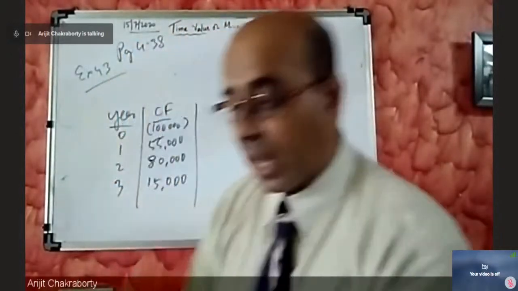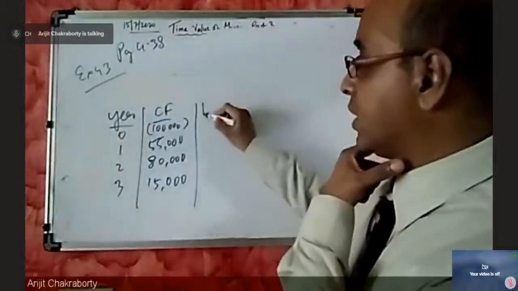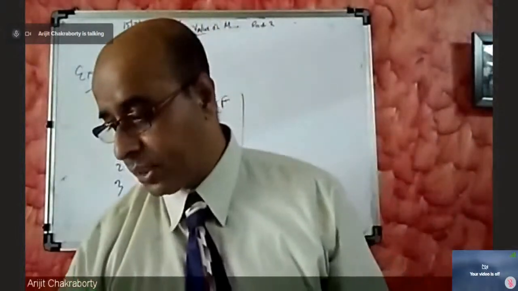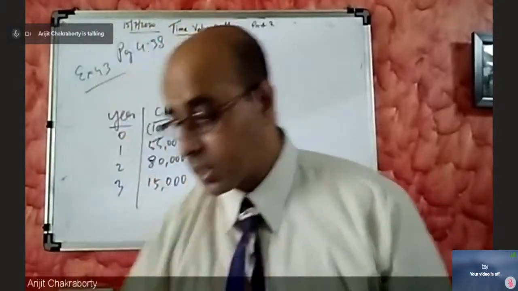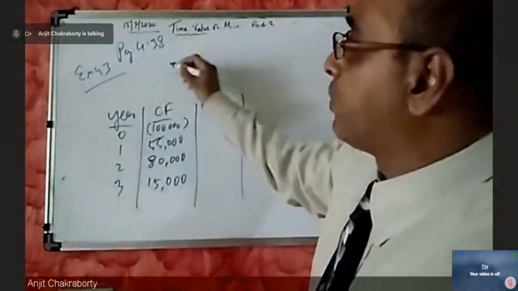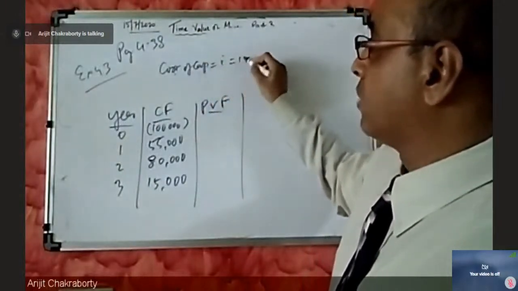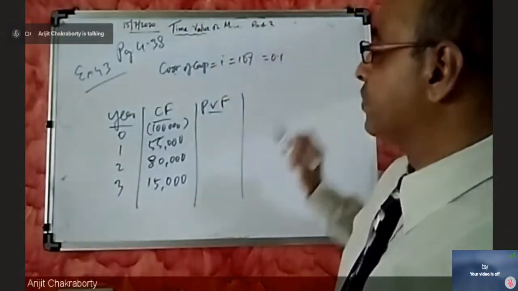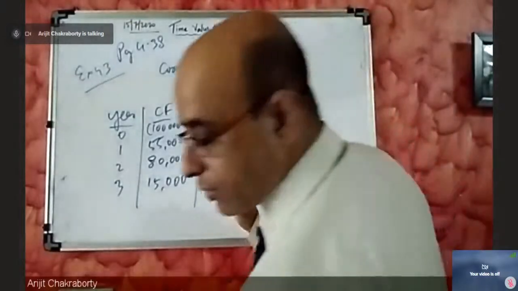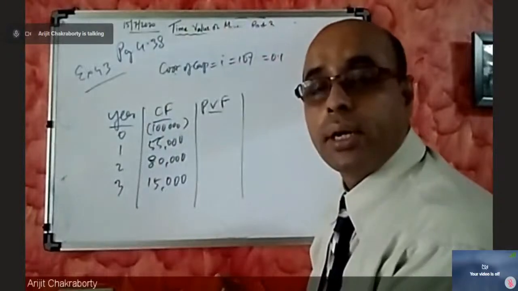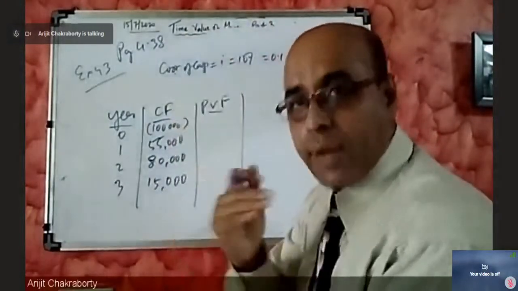If you see the PVIF, that is the present value figure is given. Right. So if you look at the figure, it is given at 10%, of course, because it is mentioned that the cost of capital, that is I, is 10%, it is 0.1. So the present value figure is given, which helps to calculate, and your workload comes down drastically.